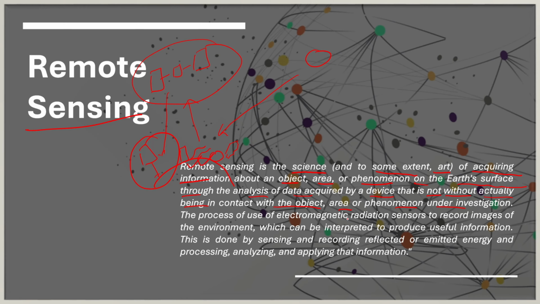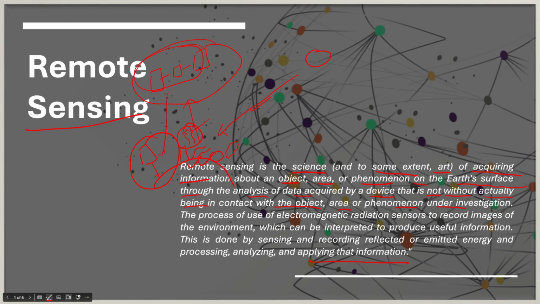The process uses electromagnetic radiation sensors to record an image of the environment. The sensor records the earth surface in the form of imagery, which can be interpreted to produce useful information. This is done by sensing and recording the reflected or emitted radiation. It doesn't always use reflected energy; sometimes it also uses emitted radiation. Then the information is processed, analyzed, and applied. This is called remote sensing.